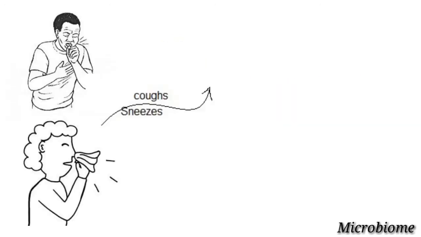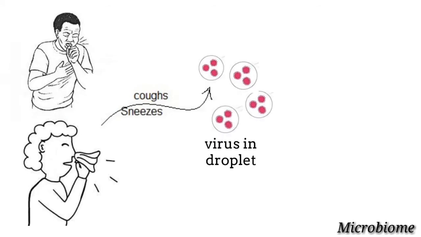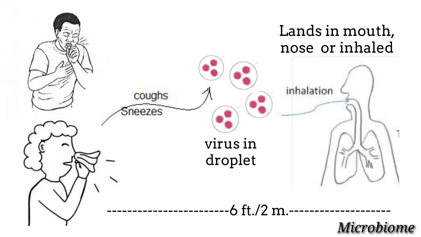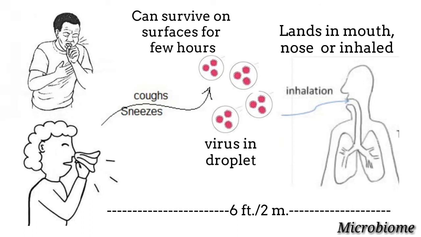When an infected person sneezes or coughs, it spreads thousands of viral particles through droplets to the nearby area, up to about 6 feet or 2 meters. Droplet nuclei then land in the mouth or nose, or are inhaled, and reach the lung. Also, the virus can survive on surfaces for a few hours, so it gains entry through touching contaminated surfaces, like a tabletop, doorknob, etc.